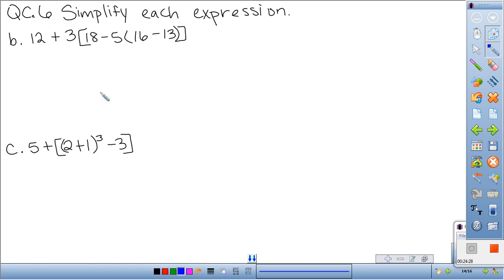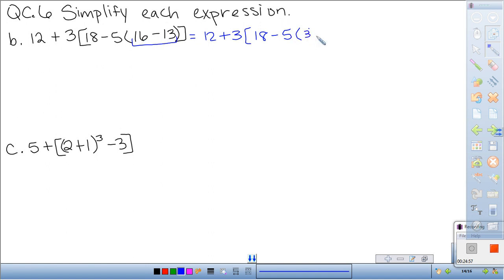All right, let's look at 2 more as quickly as we can. Again, ignore everything outside the brackets and just focus on what's inside the brackets. We want to start inside and then work our way out. So the very innermost, we have to take care of the parentheses first. So 12 plus 3, leave that alone. 18 minus 5 times the quantity. And again, this is multiplication. 5 times what's inside the parentheses. 16 minus 13 is 3. And remember that parentheses are not only grouping symbols, but also a multiplication operation. So you can leave the parentheses, just recognize they're no longer a grouping symbol. Now it just means to multiply.